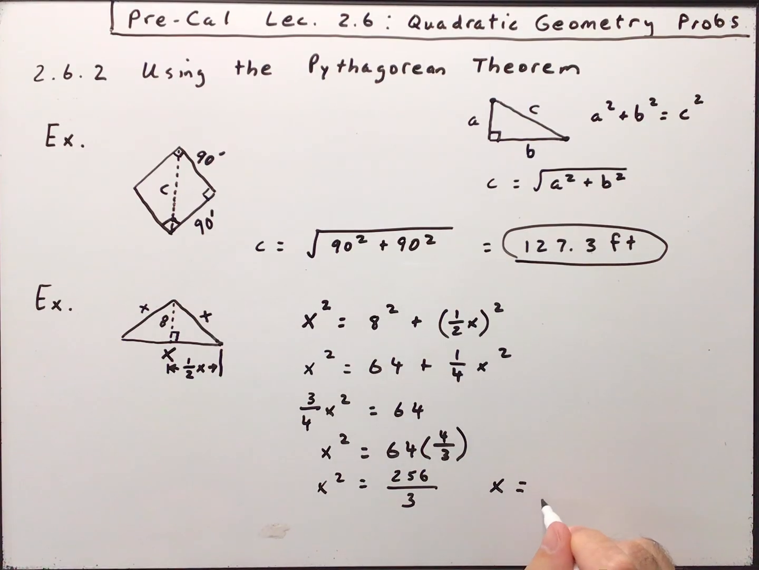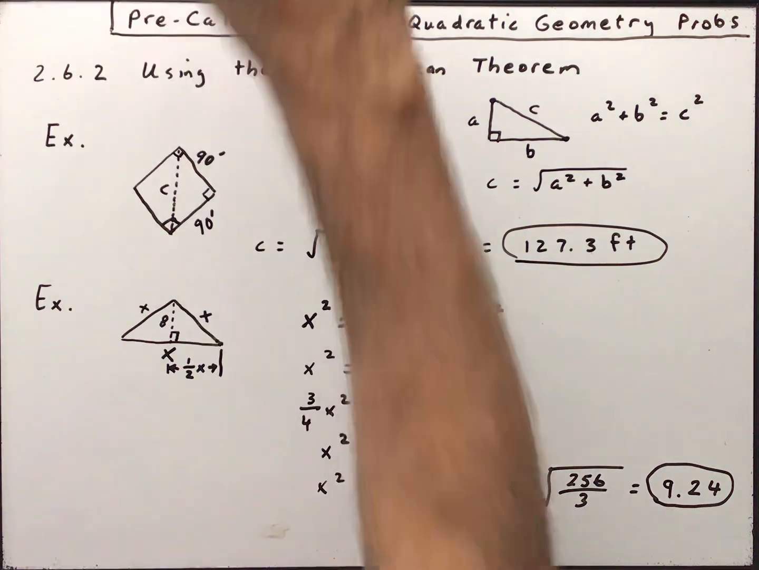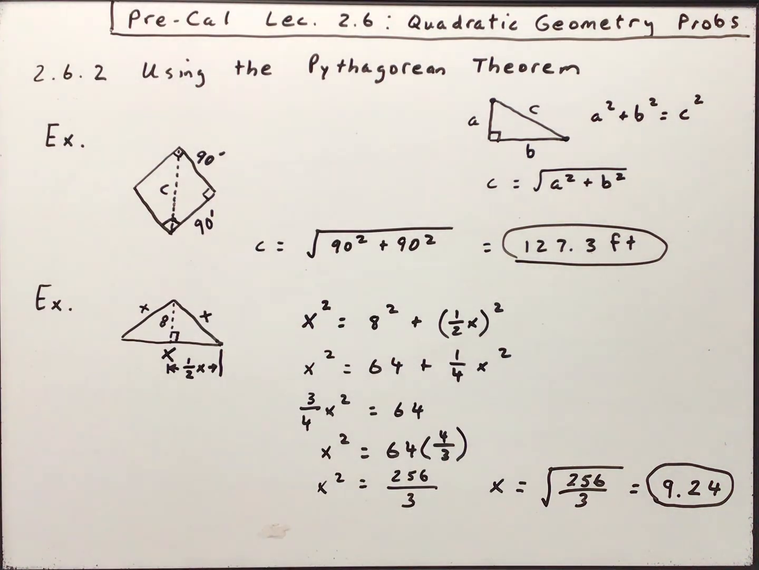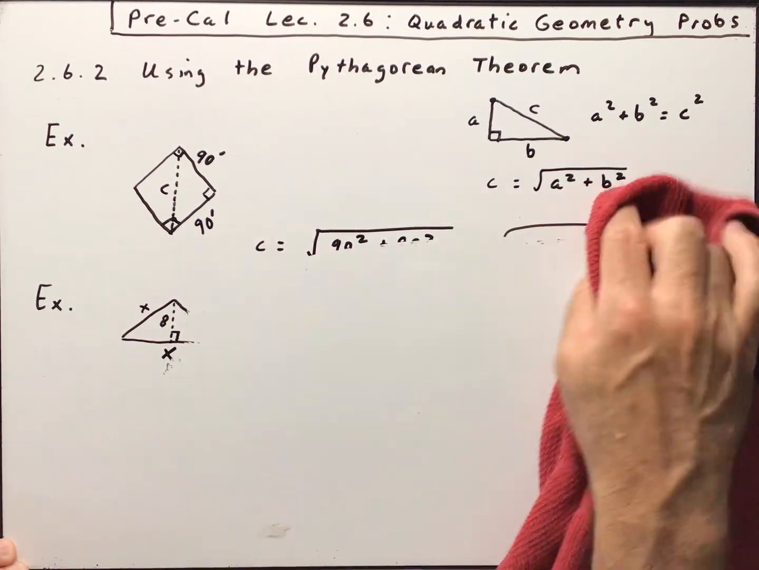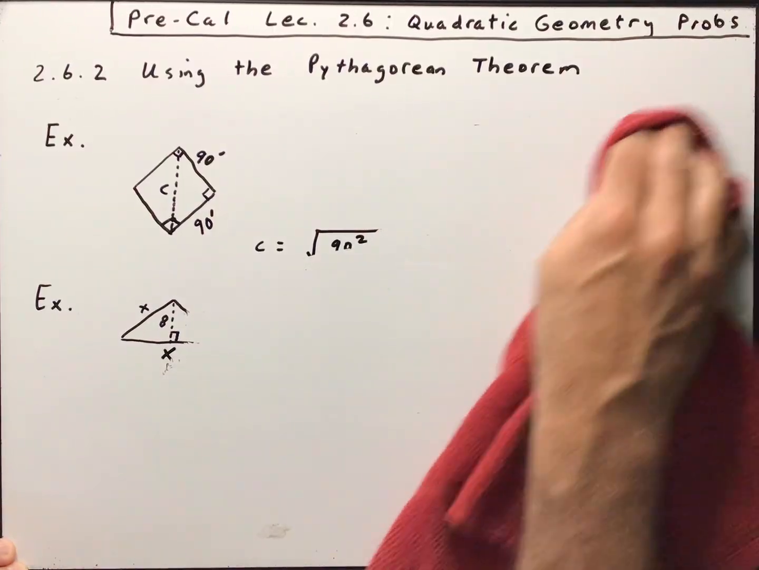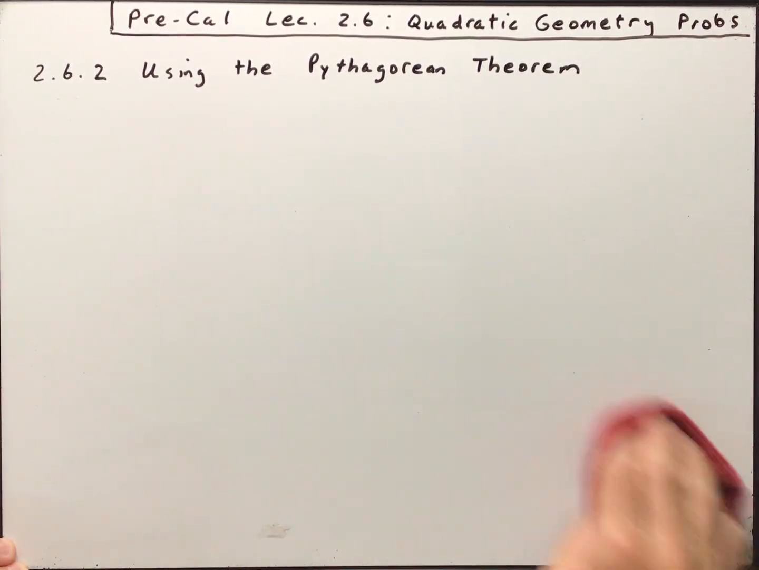So x would be the square root of 256 over 3. And if you put that in your calculator, you get about 9.24. All right, fantastic. So that's a very common ACT math problem. Okay, the last one for this lecture.